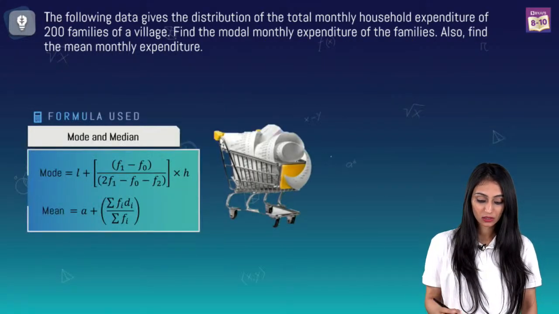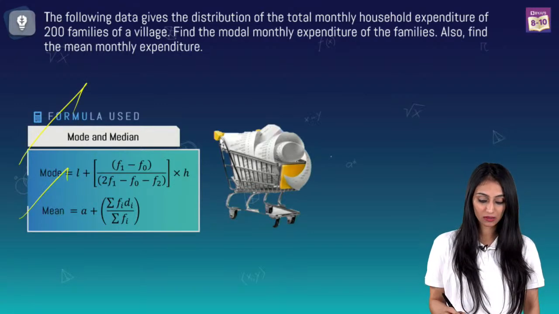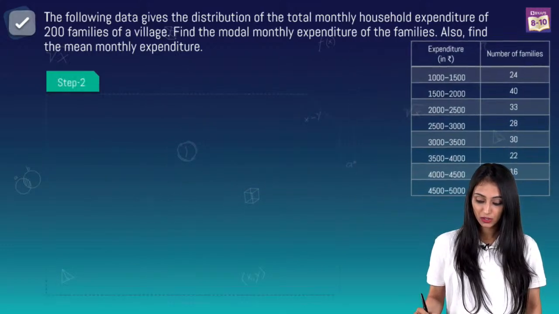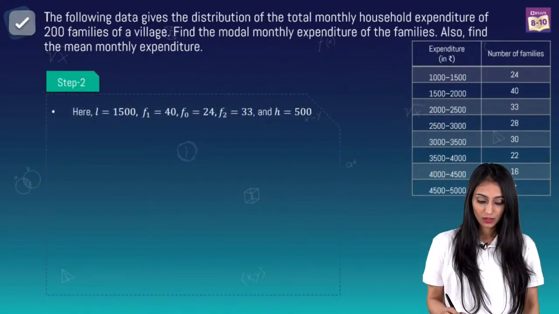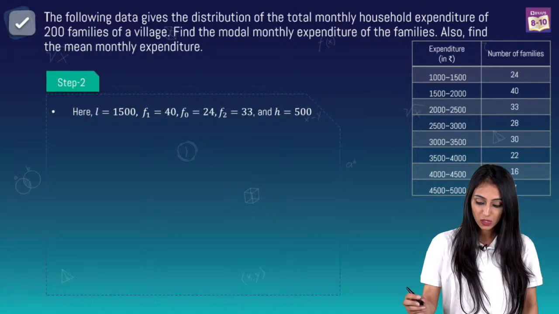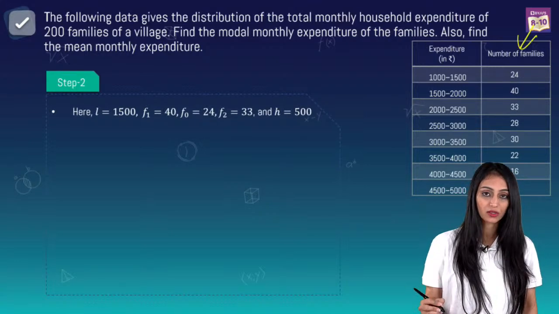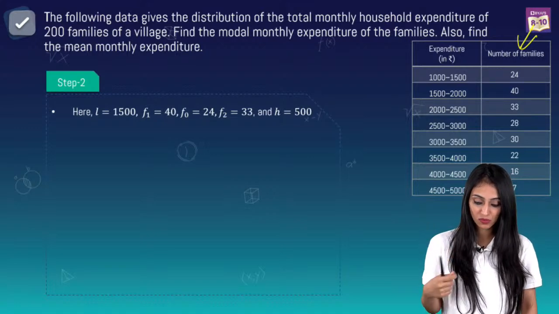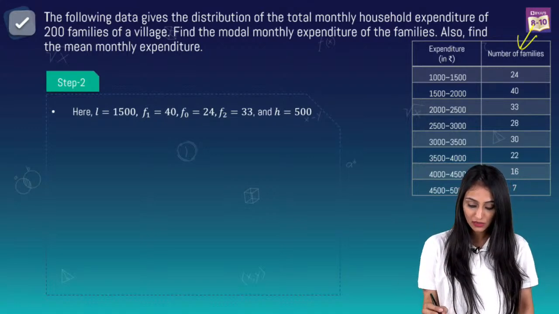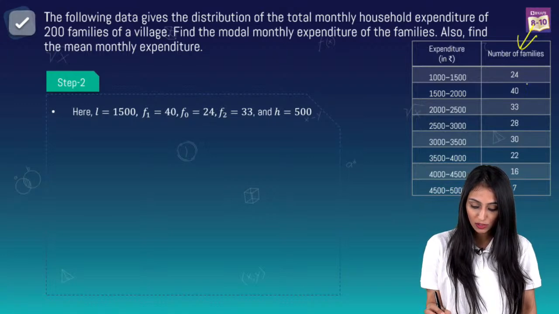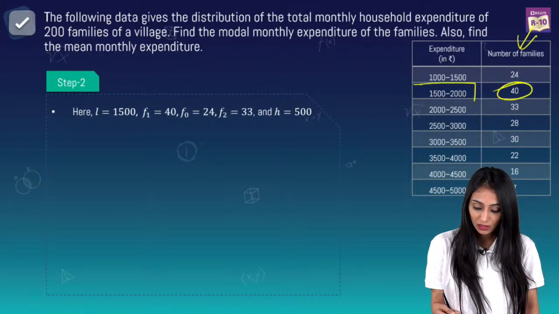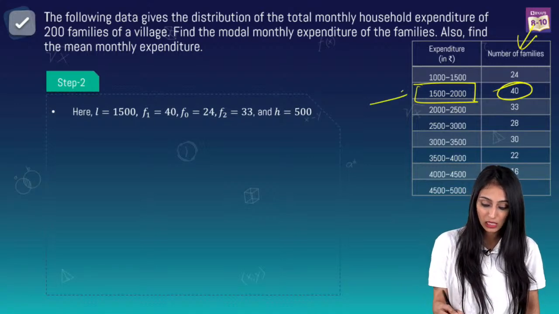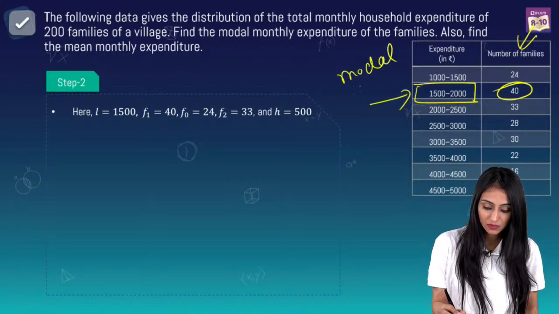First, these are the formulas we know for mode and mean. First we use this one to find the mode. Look at the frequencies here. Which one has the highest frequency? The highest frequency here is 40. So the class interval corresponding to this is our modal class. That's how we find the modal class first of all.